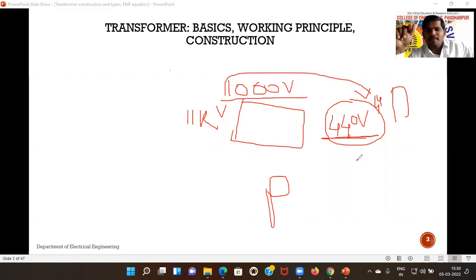So keep in mind, the product of V into I, the kVA rating, that is volt into ampere, this ratio remains constant, right? So according to this, we are representing the transformer in the form of kVA rating.